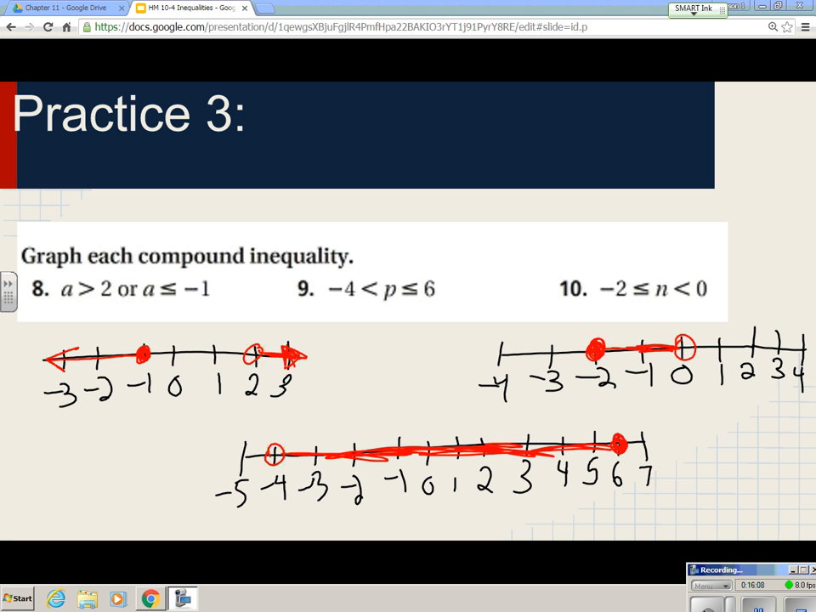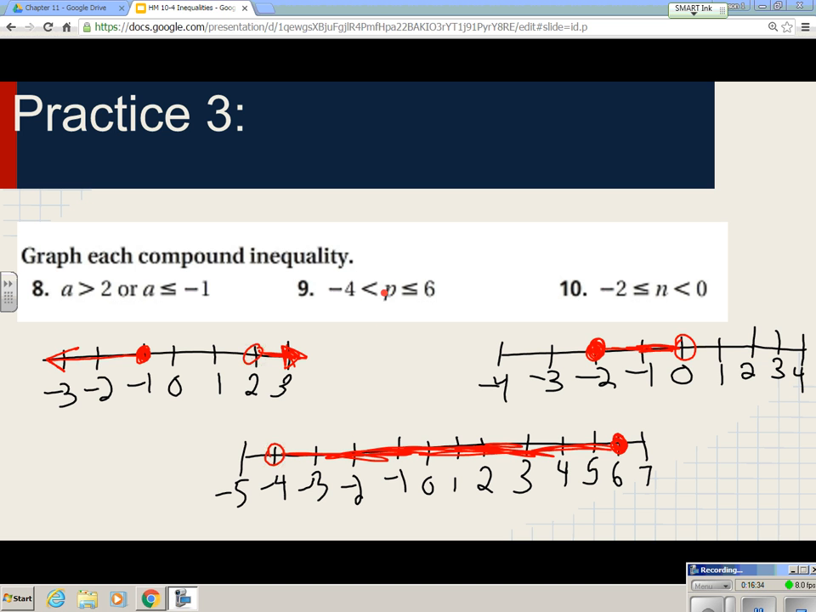All right, so here are the answers to 8, 9, and 10. So 8 has an "or," so that's kind of a giveaway that it's going to point in different directions. Plus you can see A is greater than 2, or yep, greater, so we keep it open at 2. It's got to go that way. Here at -1, it's an equal to symbol, so we fill it in, but A is less than, so it's got to go that way.